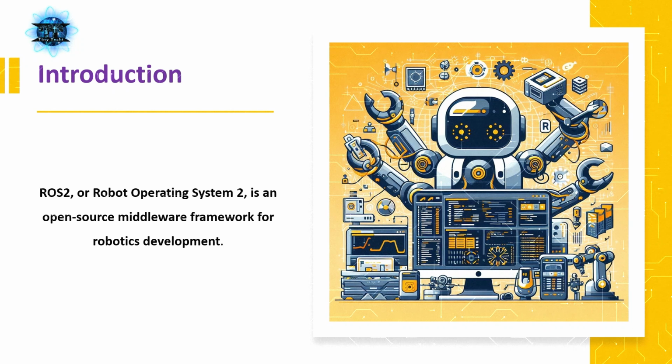And the third feature is that it works in real time. What is works in real time? It means some robots need to make decisions super fast. For example, ROS2 can handle this kind of real-time working. It's like the toolbox helping robots think and act quickly.